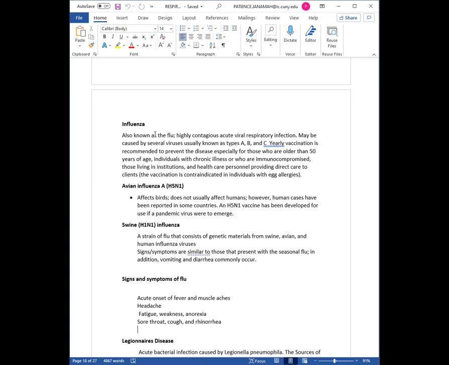We have the avian flu, which is the H5N1, and this one you can get from birds. It affects birds. It does not usually affect humans, so we are not worried about it. But they tell you, however, human cases have been reported in some countries. An H5N1 vaccine has been developed for use if a pandemic virus were to emerge. So if it affects birds, why then do they identify it in humans?